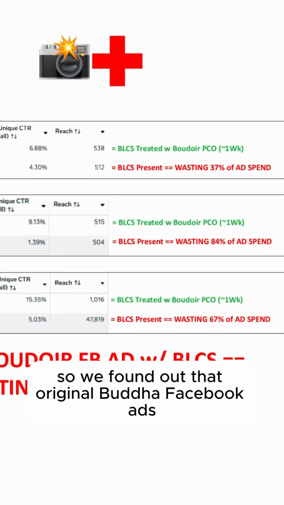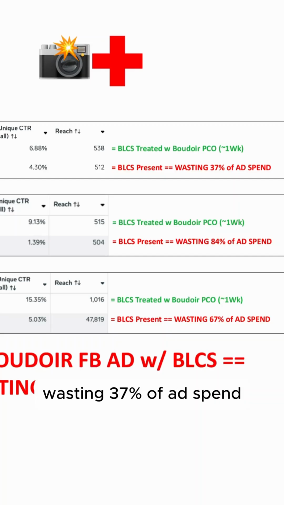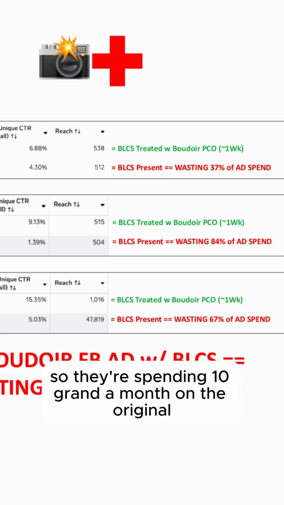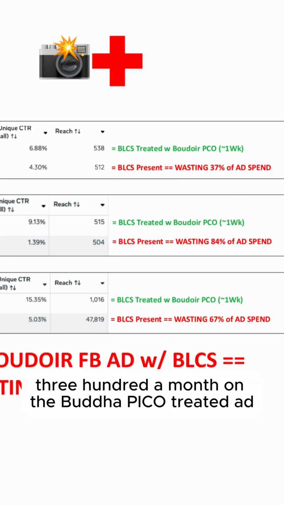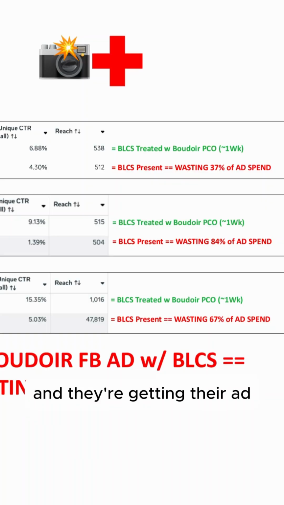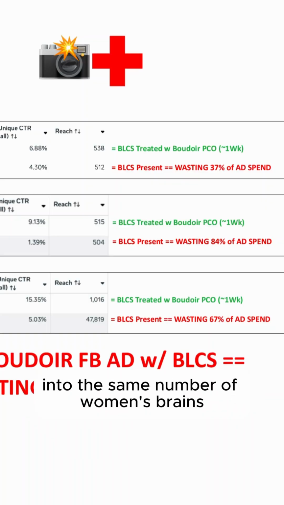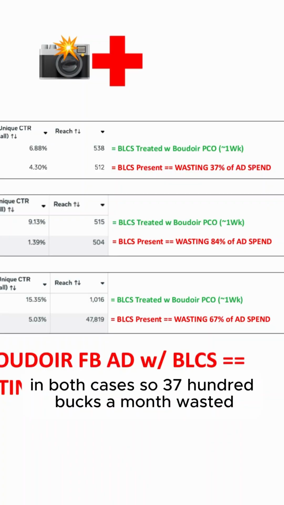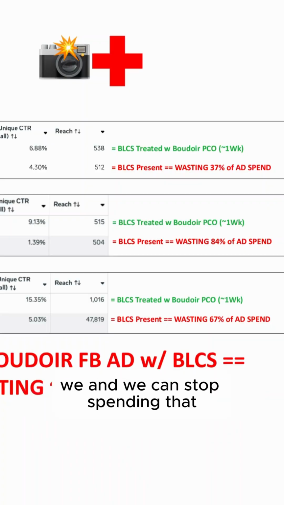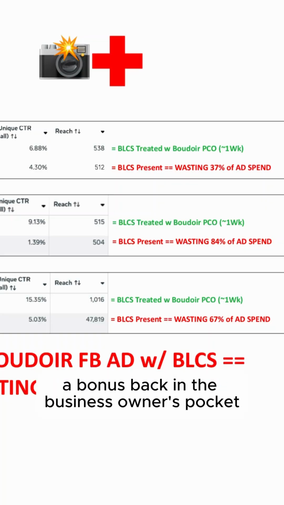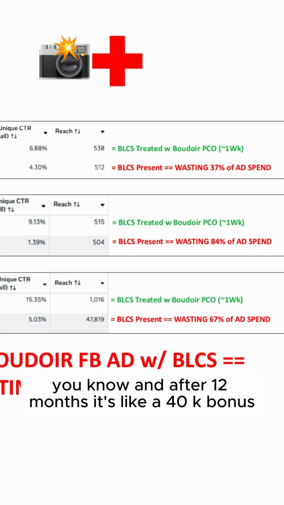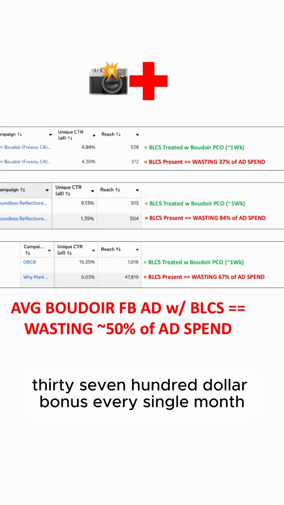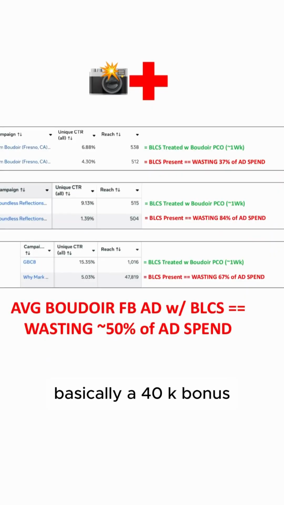So we found out that the original Boudoir Facebook ad was wasting 37% of ad spend. So they're spending 10 grand a month on the original. They now only have to spend $6,300 a month on the Boudoir Pico treated ad, and they're getting their ad into the same number of women's brains in both cases. So that's $3,700 a month wasted. We can stop spending that, and that's kind of a bonus back in the business owner's pocket because they don't have to spend it anymore. And after 12 months, that's like a $40K bonus. So a $3,700 bonus every single month, basically a $40K bonus.